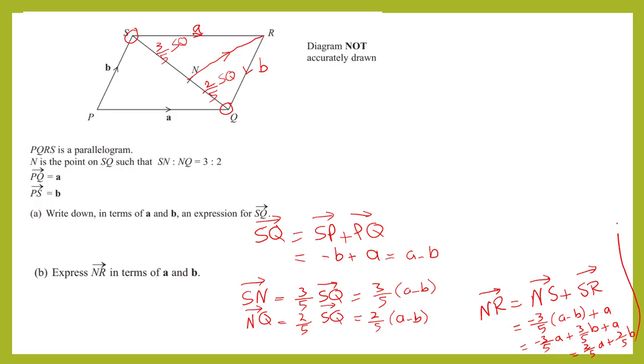You can take 1/5 as a common factor, so it's going to be 2a plus 3b, and this is the final answer. Let's move to one more example and see how to do the vectors.